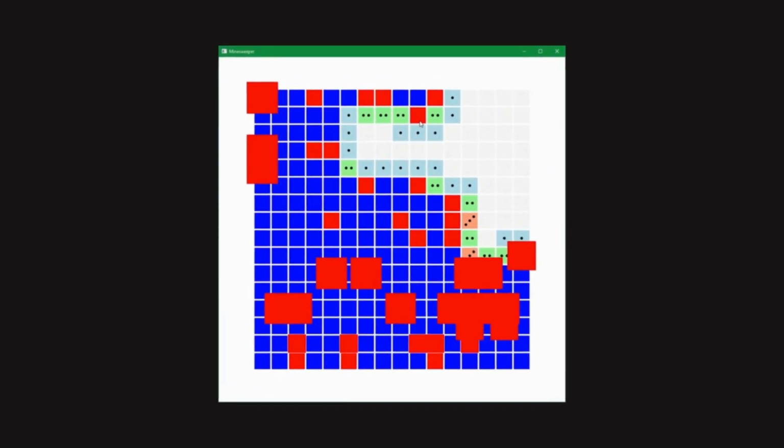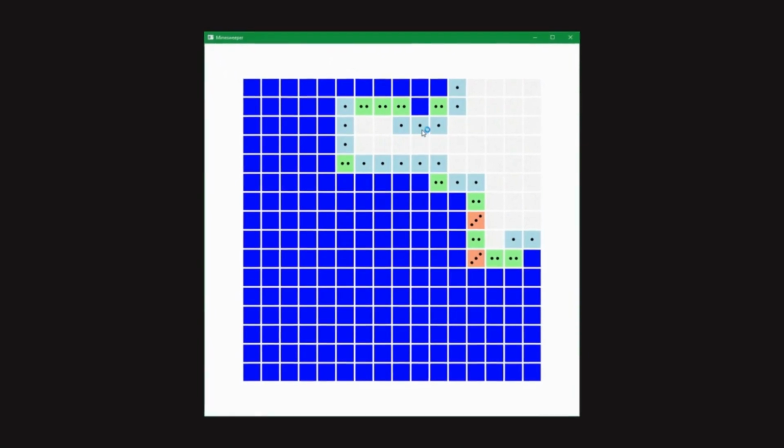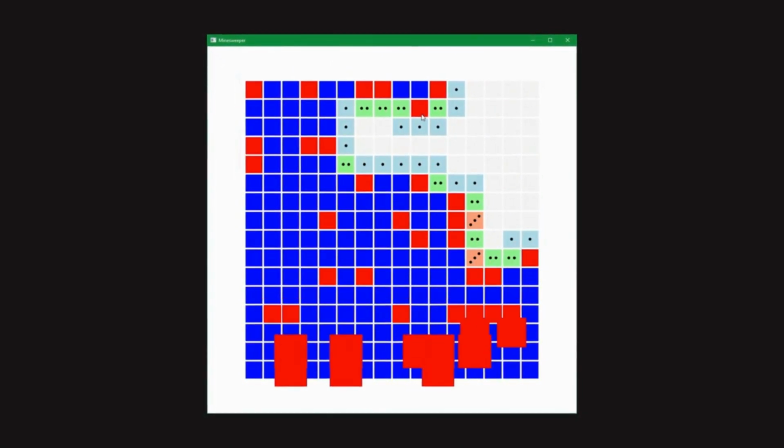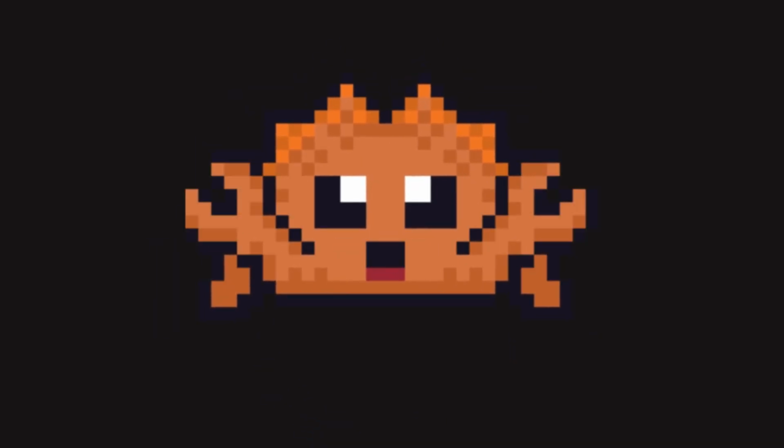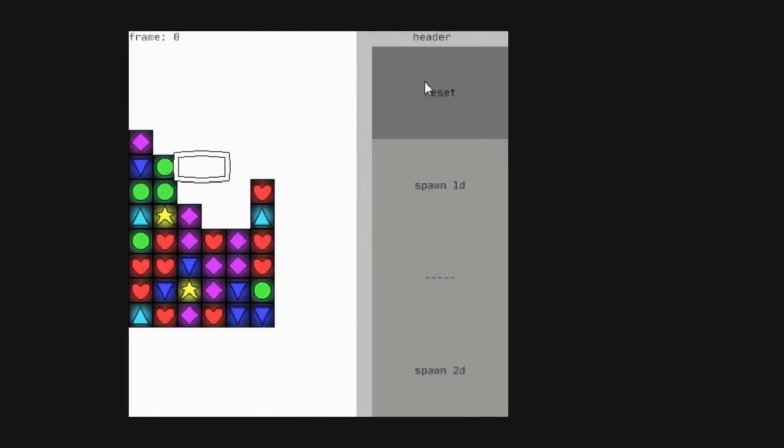In conclusion, Rust is a fantastic programming language that combines the best of both worlds: the safety of high-level programming languages and the performance of systems programming languages. Whether you're a seasoned systems programmer or a newcomer to the world of programming, Rust is definitely worth considering for your next project.